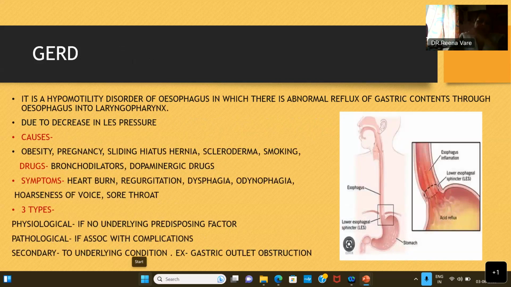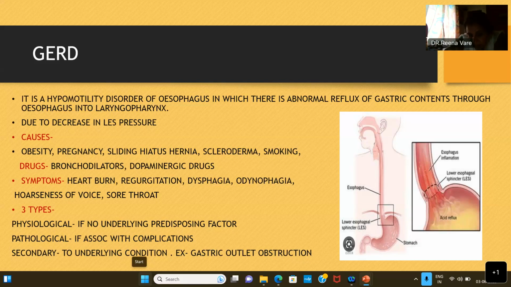Now GERD, the most common thing which is there nowadays, that is gastroesophageal reflux disease. It is a hypomotility disorder of the esophagus where there is abnormal reflux of gastric juice into the esophagus and laryngopharynx. Now, this is due to decrease in the lower esophageal sphincter tone. Causes are obesity, pregnancy, hernia, smoking, sedentary lifestyle, no exercise at all. Now, that is the basic concept for causing GERD. Drugs will be any bronchodilators, any dopaminergic drugs. So these will be responsible for causing GERD. Symptoms are in the form of heartburn.